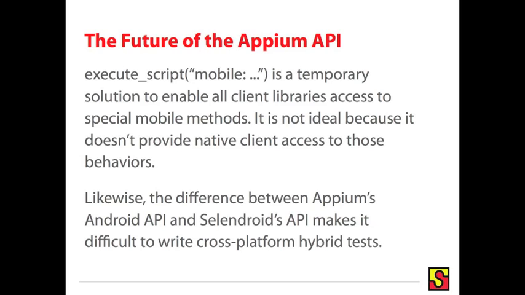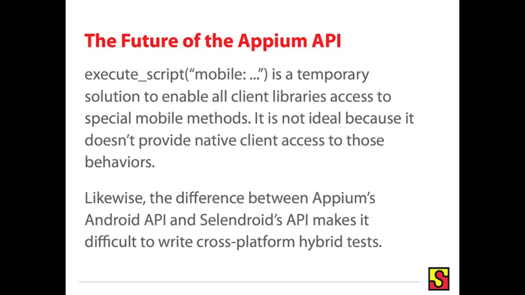Since all the client libraries from Java to Python to PHP have the execute script method, it was a great way to let all developers working with Appium immediately have access to these new methods without having to update the client libraries. Of course, it's not ideal because it doesn't provide native client access to these behaviors. It would be much nicer to just use driver.swipe instead of execute script mobile colon swipe, and then have to remember the particular set of parameters that you pass in.